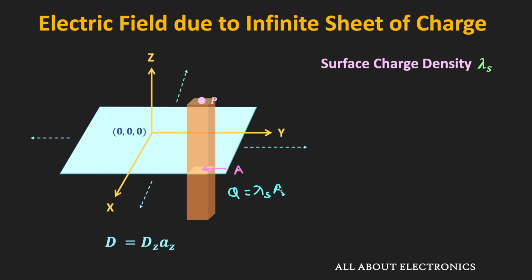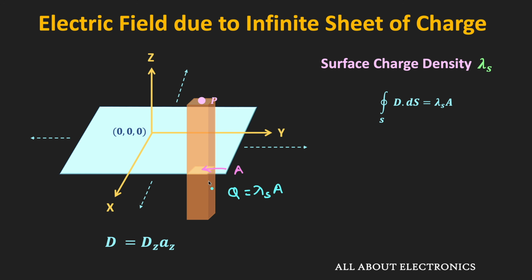And now, as per the Gauss law, we can say that the surface integration of D dot dS is equal to lambda s times A. That is the total charge that is enclosed by this closed surface.